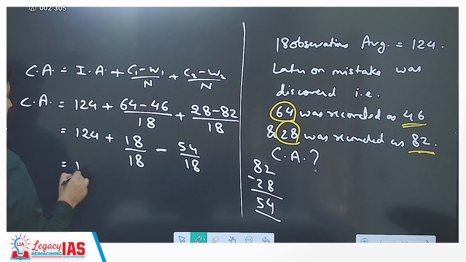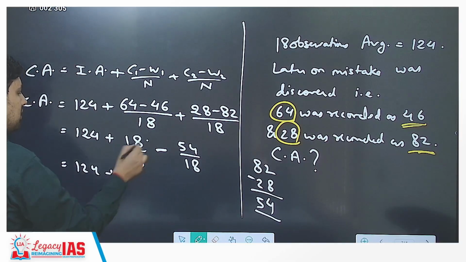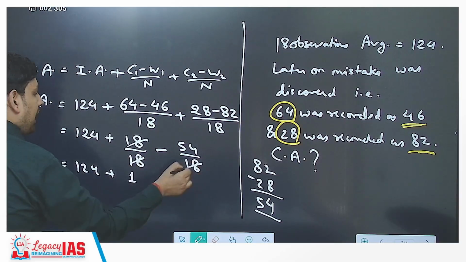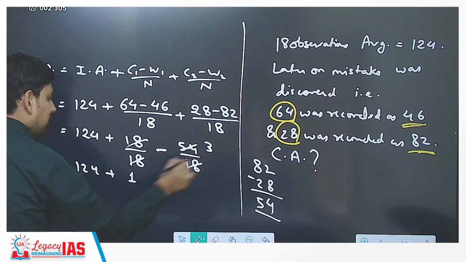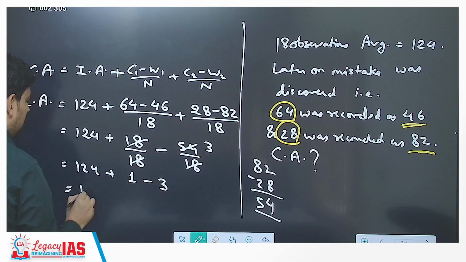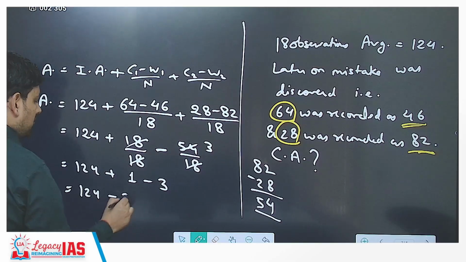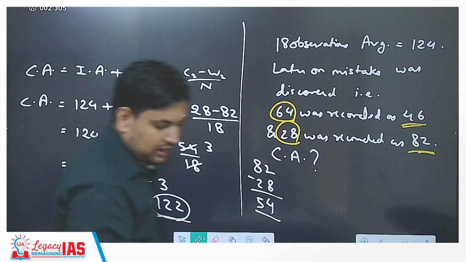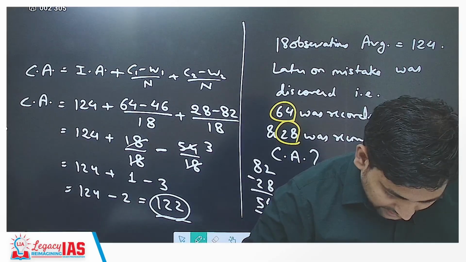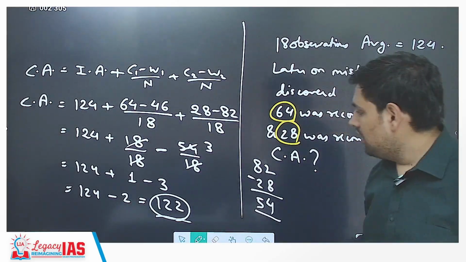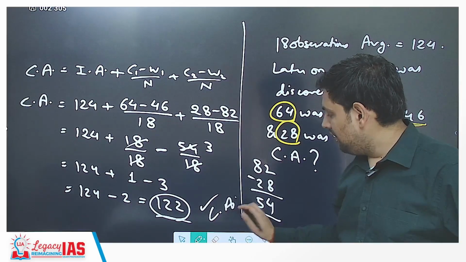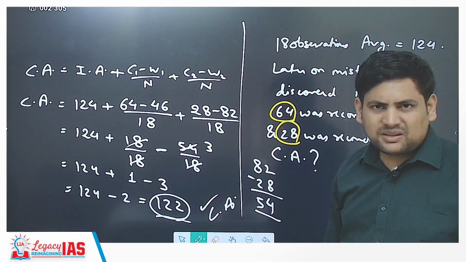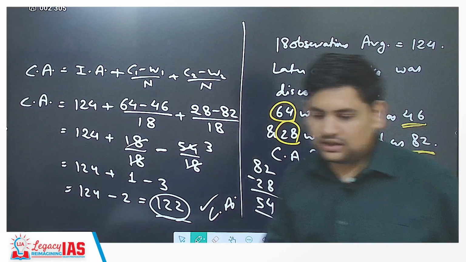Correct? What it came? 124. Now 18, 18 cancel. What you get? Plus 1. And 18 3s are 54. So minus 3. Ultimately what you get is 124 minus 2. That is 122 would have been the corrected average, or that should have been the average in the first place. So this is the corrected average. Understood? Simple concept. Okay, that's it for this.